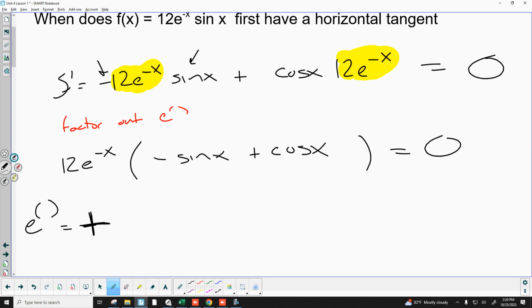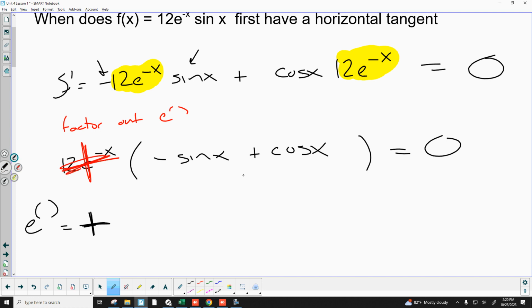This is very important. We just factored out an e to the power times 12. Well, this never equals 0. It's always going to be positive because of the positive 12, and e to the power is always positive. I can essentially ignore it because it'll never equal 0. I just have to pay attention to when negative sine plus cosine equals 0.